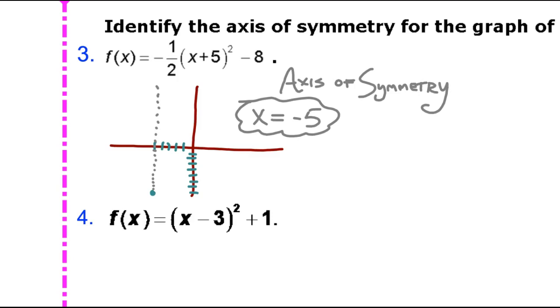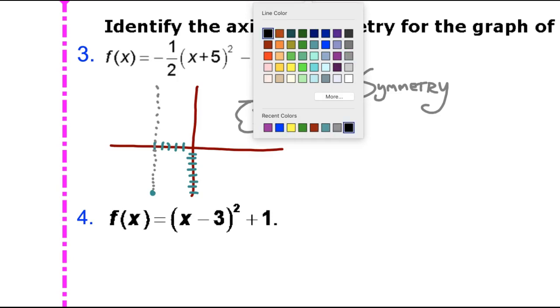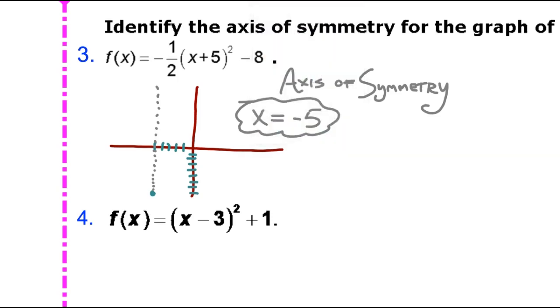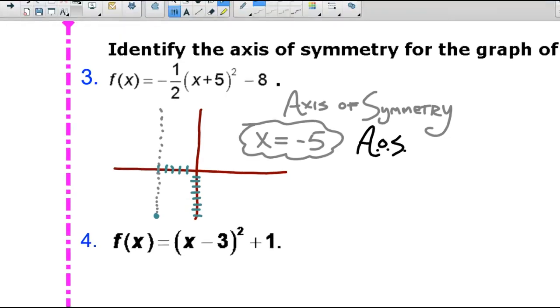We might start abbreviating that too. How could we abbreviate axis of symmetry? Do a little AOS there. AOS.